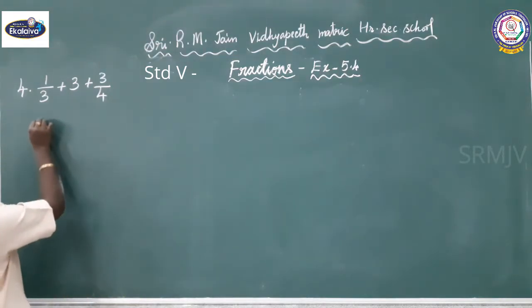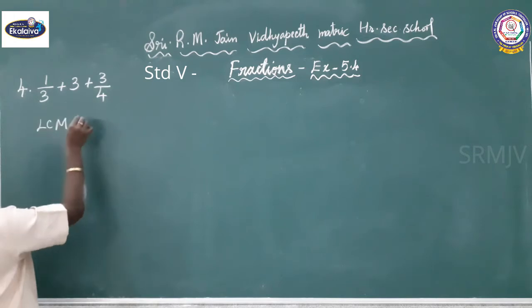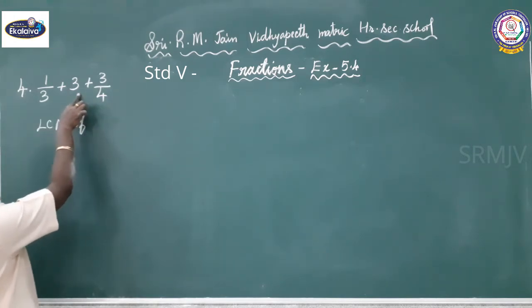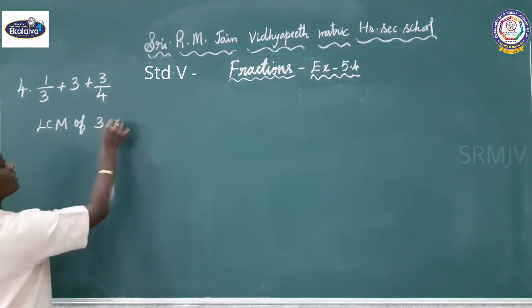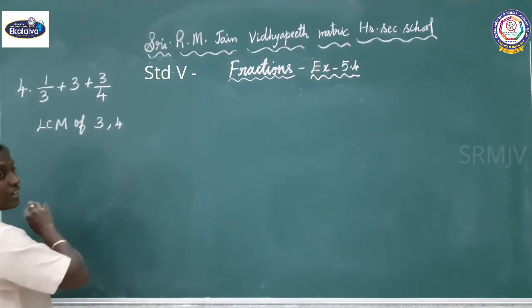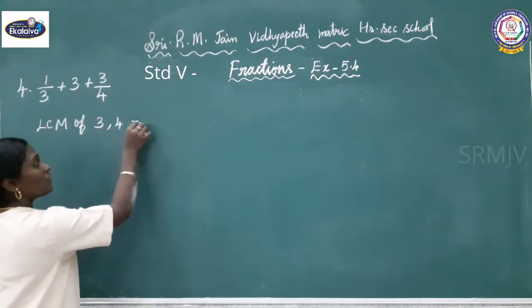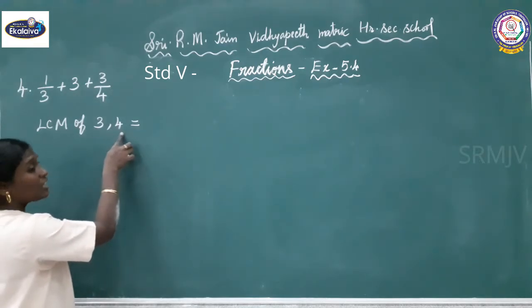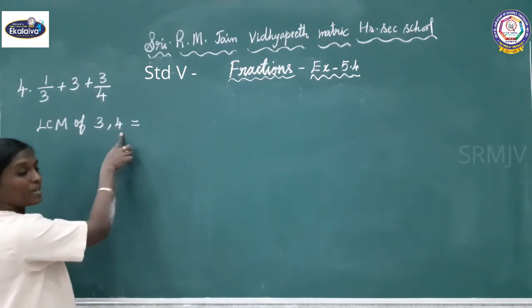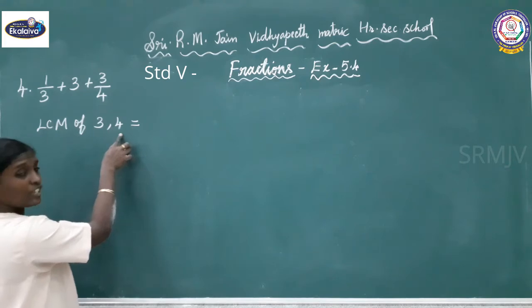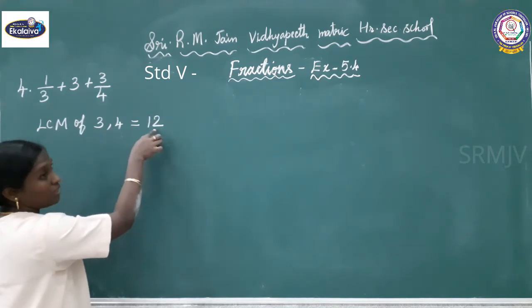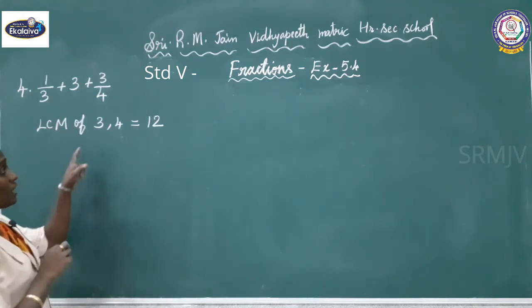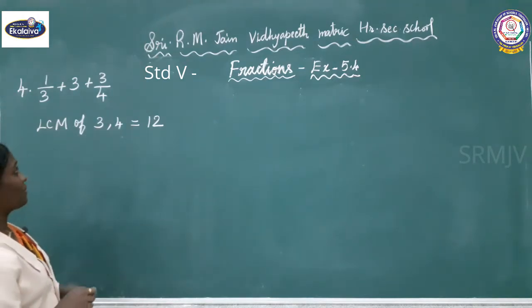Now we have to find the LCM of the denominator numbers. Here the denominator is 1, so no need to take it. We have to find the LCM of 3 and 4. Here these two numbers are co-prime numbers, so the product of these two numbers is the LCM. So 3 4s are 12. 12 is the LCM because these two numbers are co-prime numbers.